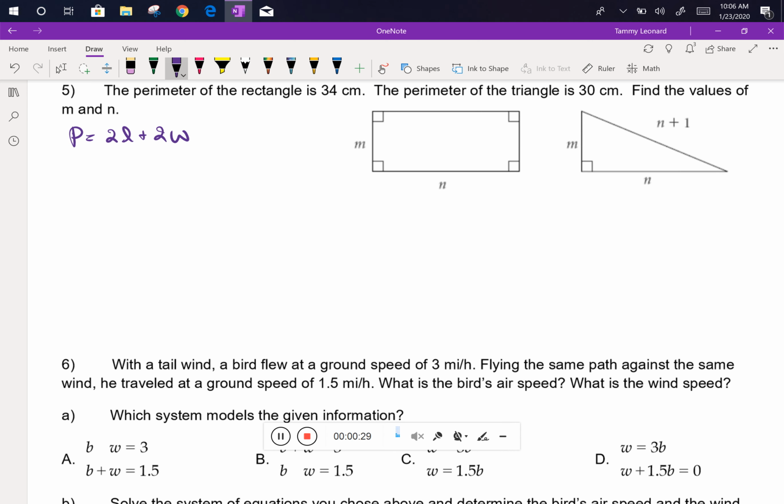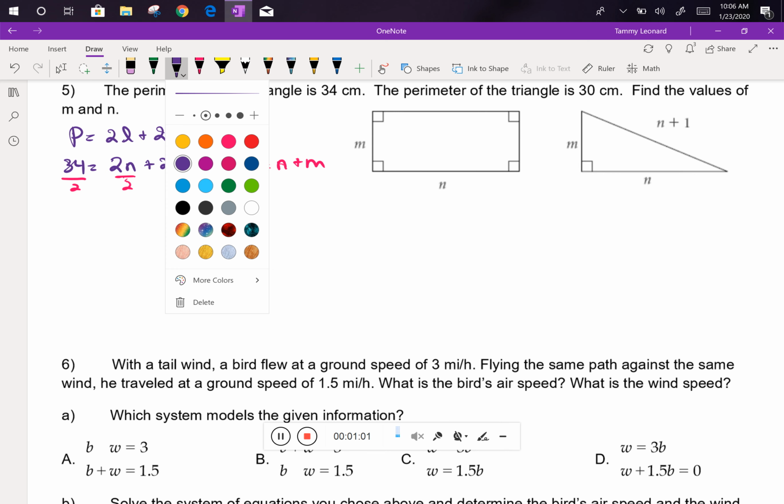So in the problem, it tells us that the perimeter is 34. And we can see that the length is n, so this is 2n, and the width is m, so this is 2m. Now before I even keep reading, I might notice that 34, 2n, and 2m are all divisible by 2. And this equation would be a little bit simpler to work with if I simplified it to 17 equals n plus m.